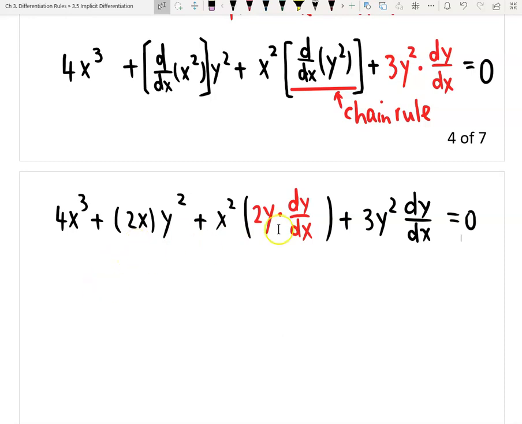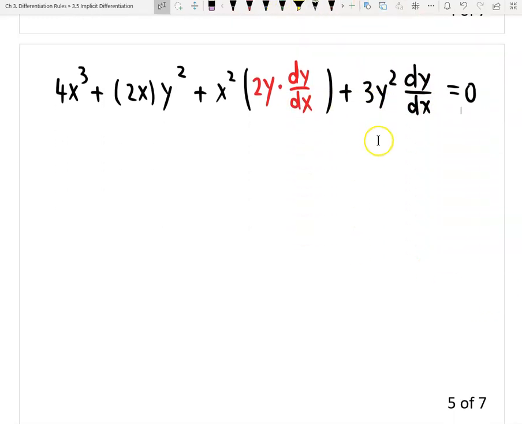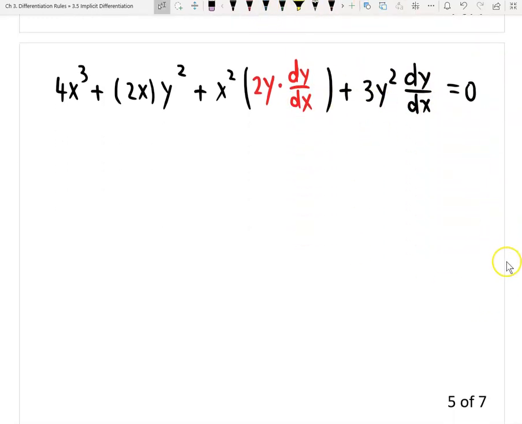Can you see? It's the same as the first question. So what do we get? We get a linear equation of dy/dx. So how to do it? Let me put here how to do it. Of course, combine like terms, right? So what do we need to do?